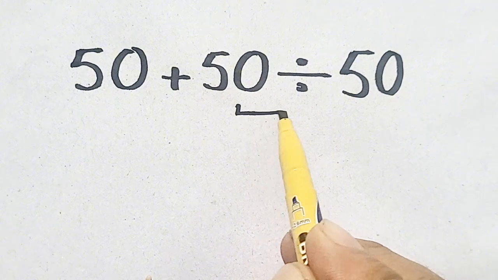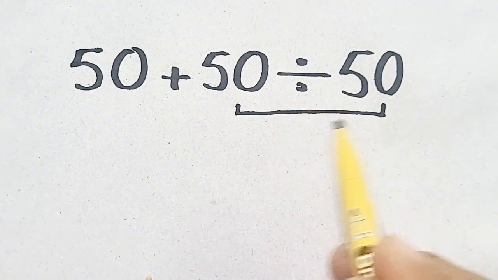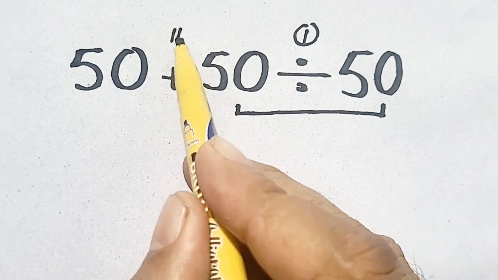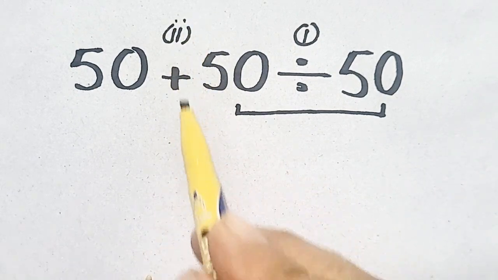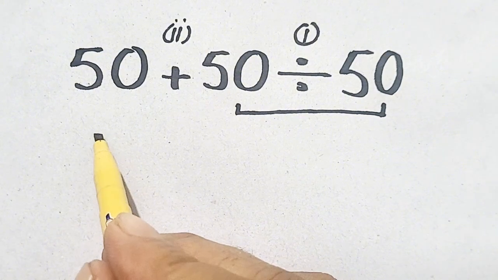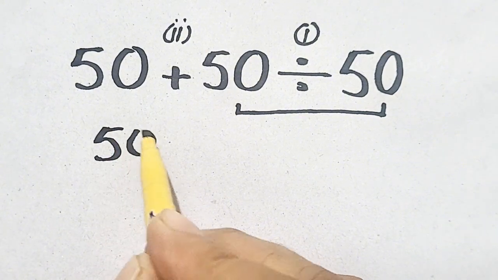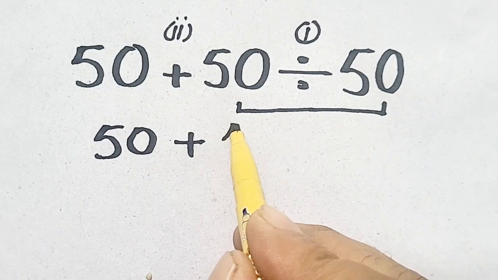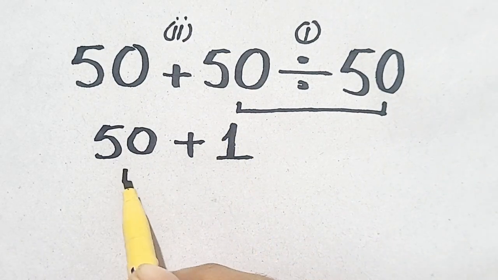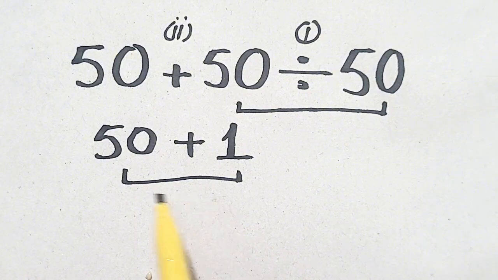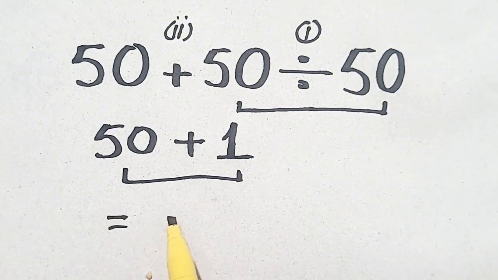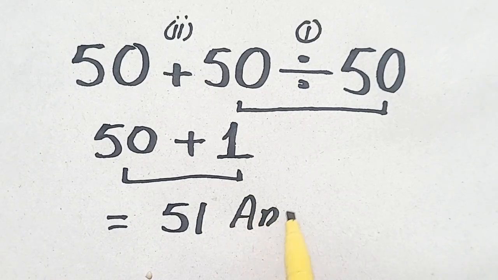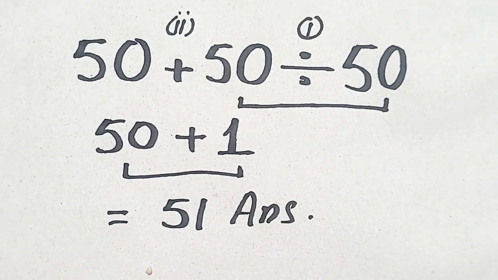of operations. So first of all, we will solve this division, and then secondly, we will solve this addition. So 50 divided by 50 is simple, it is 1. Now, 50 plus 1 will be equal to 51. So 51 will be our correct answer.